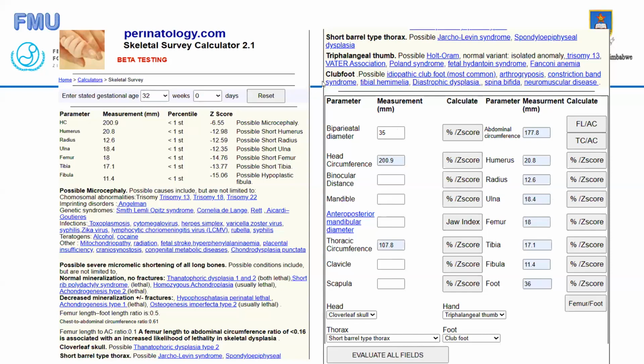So yes, then we have club foot, where we have possible idiopathic club foot, arthrogryposis, constriction band syndrome, tibial hemimelia, diastrophic dysplasia, and spina bifida, neuromuscular disease. So this calculator is available on the perinatology.com website.